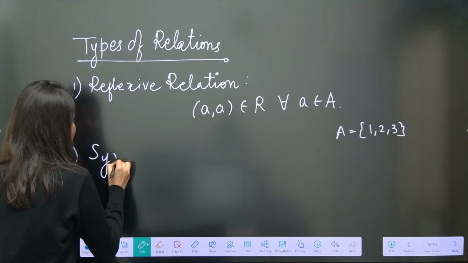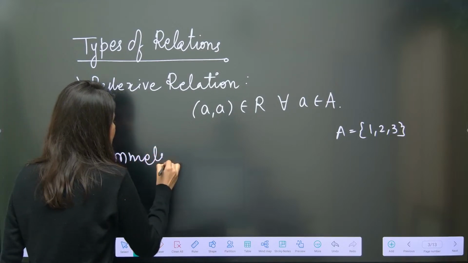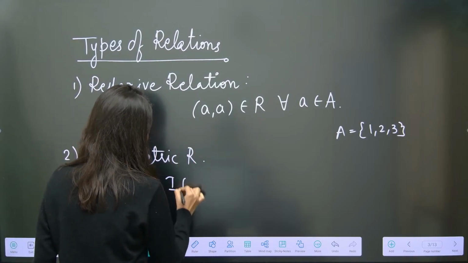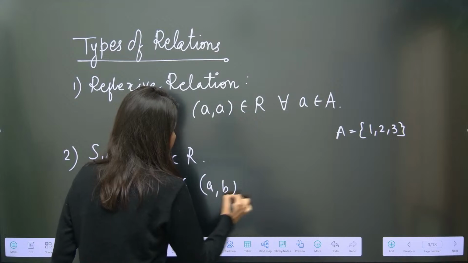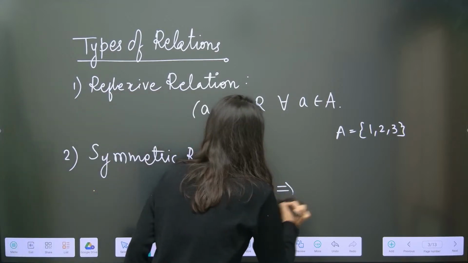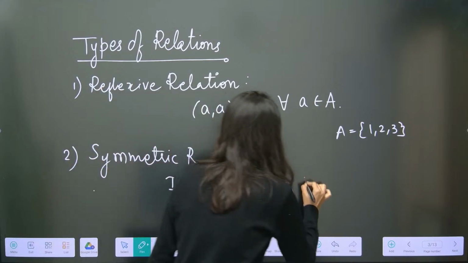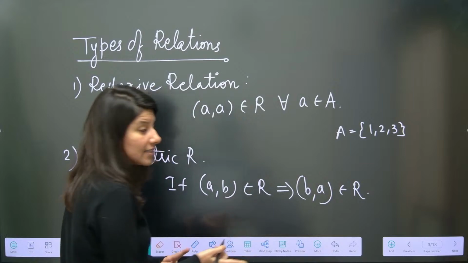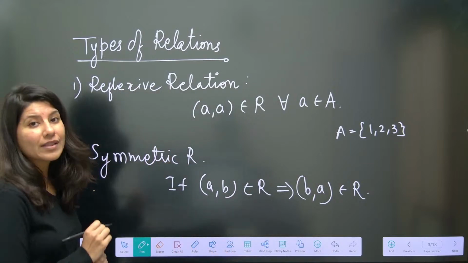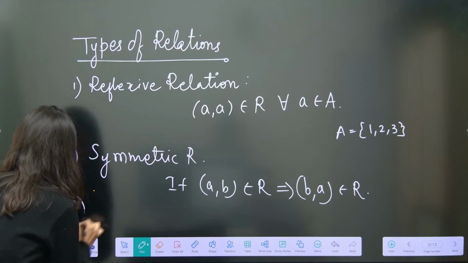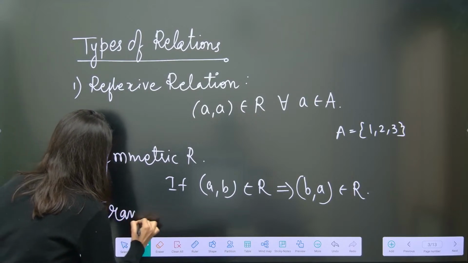Now, what about ma'am? Symmetric relation. I will say that if (a, b) belongs to your relation R, then that simply means that (b, a) should also belong to R. If that is the case, then only we will call that relation a symmetric relation. Okay. Third, the transitive relation, right?